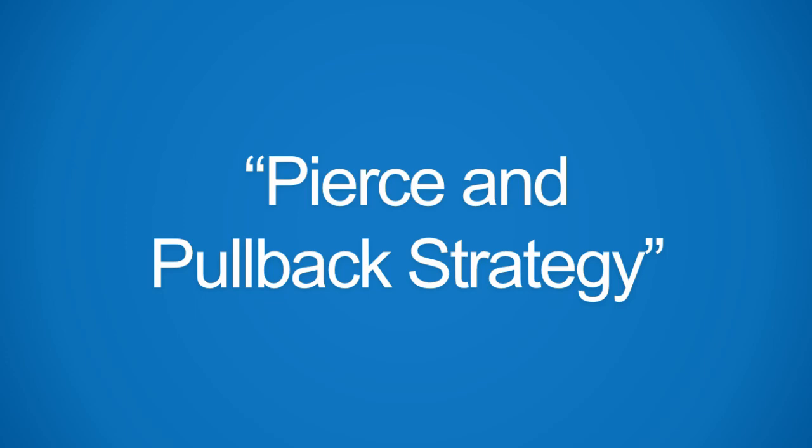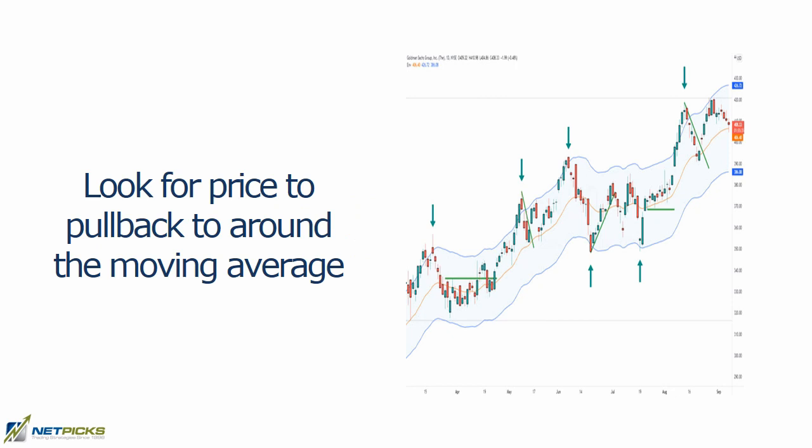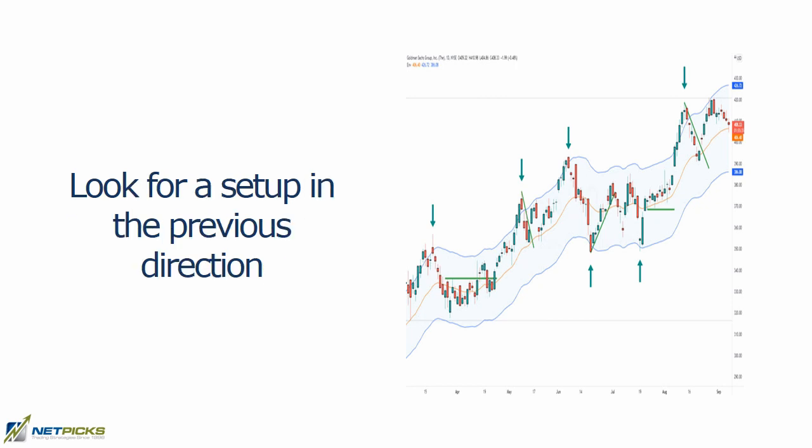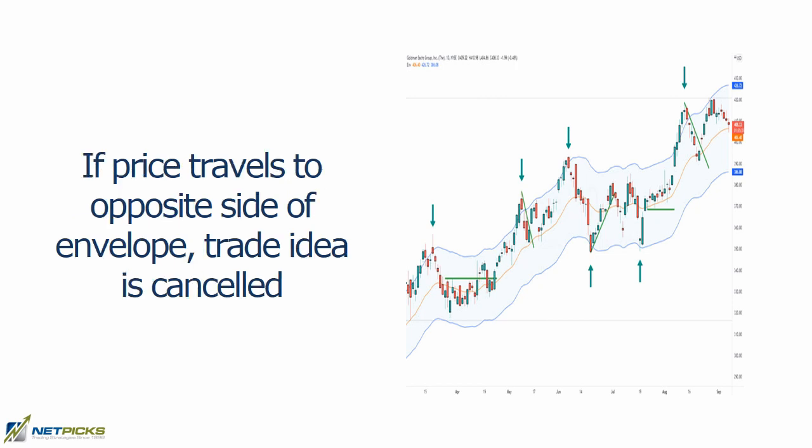What we need to see is, number one, we need to see price break the high or the low of the envelope. Second thing we want to see is price to pull back to an area around the moving average, and obviously there's some subjectivity to that. You want to look for a setup in the previous direction. You want to manage the trade upon return to the envelope, where you might want to take profit. You might want to adjust your stop. You may want to scale out. And the last one, if price travels to the opposite side of the envelope, we cancel that trade idea.